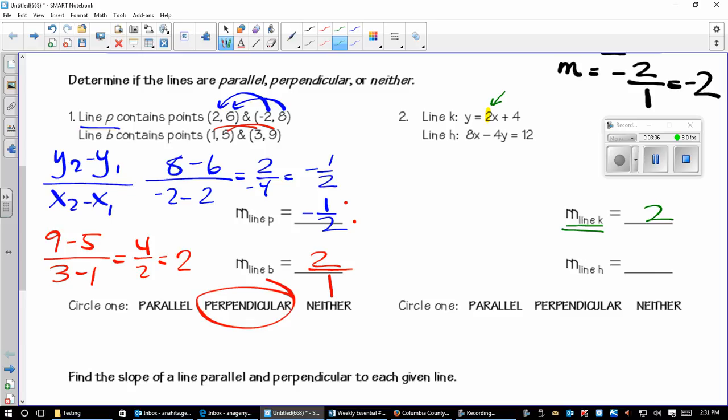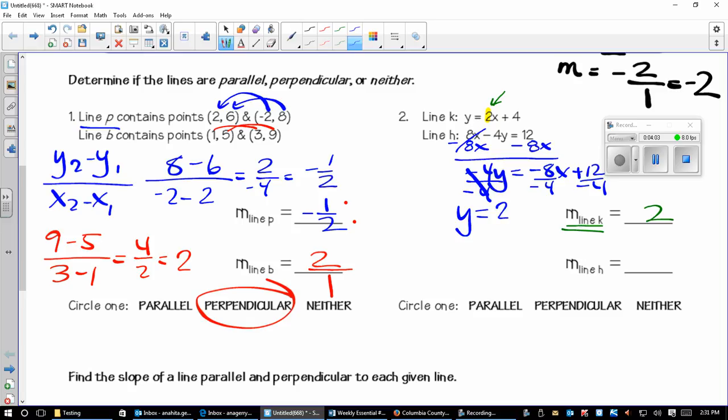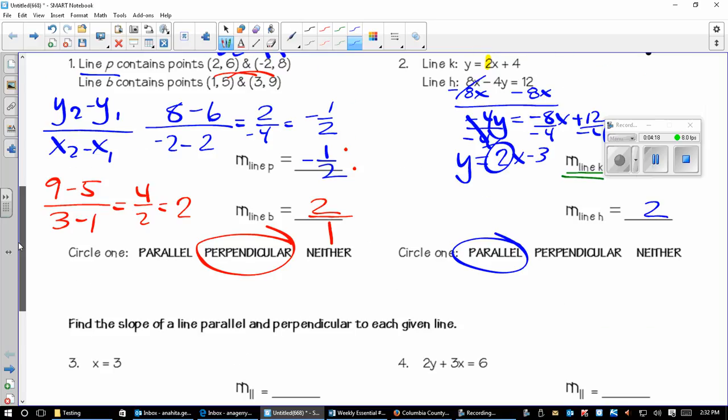However, when you go to line H, this is not in slope-intercept form. I need to solve for y. So I'm going to subtract 8x from both sides. That gives me -4y equals, I usually like to write down the x term or the linear term first, so it's -8x plus 12, and then divide everything by -4. You end up with y equals, let's simplify, -8 divided by -4 is a +2x minus 3. Hey, check it out. Do you see that slope right there? That's a +2. So I got a 2 and a 2, and that would make it parallel because they're exactly the same. Same slopes, parallel. Opposite reciprocal, they're perpendicular.